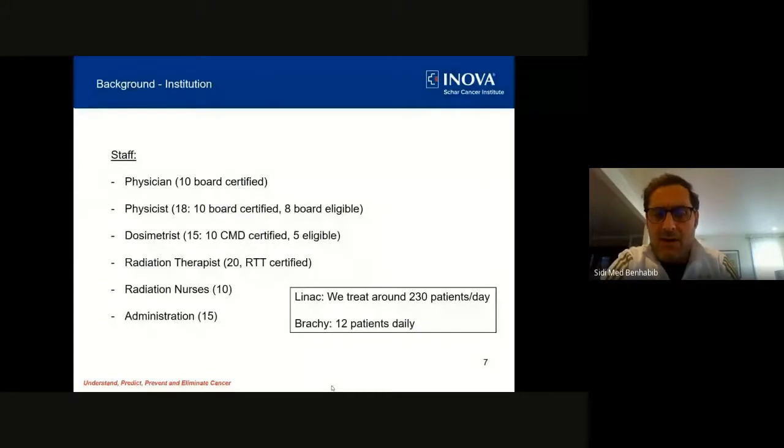So staff-wise, we have about 10 board-certified physicians. We have around 18 physicists, 10 of them are board-certified. The dosimetrists, as you may know, in the US, it's not the physicists who do the plan, but the plan is done by a dosimetrist. We have, I would say, 15 across the system.